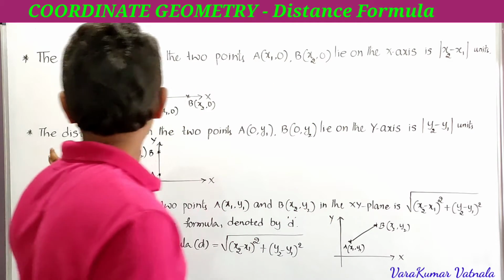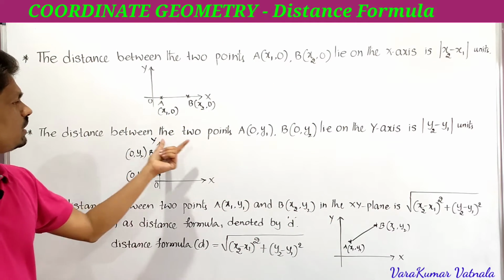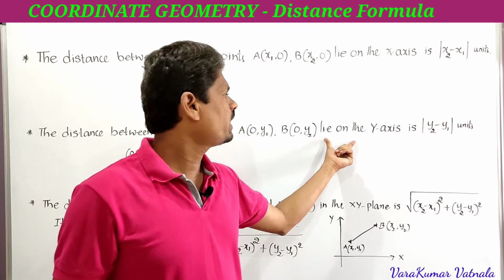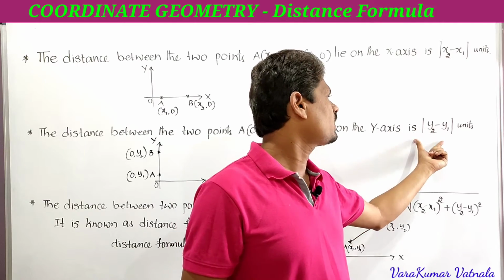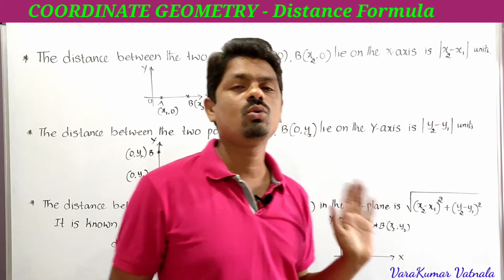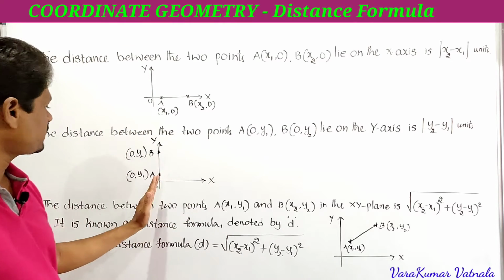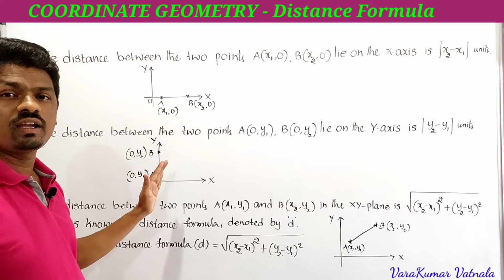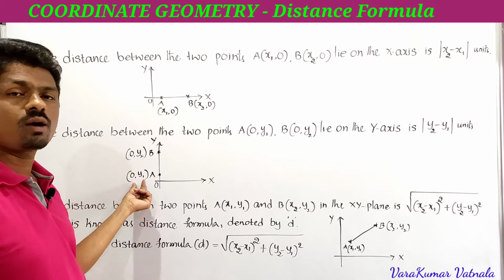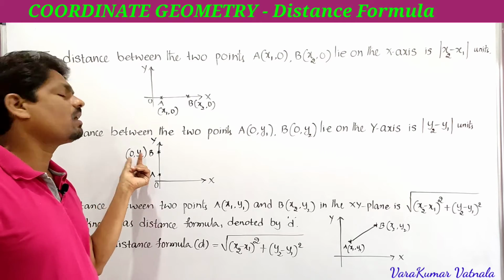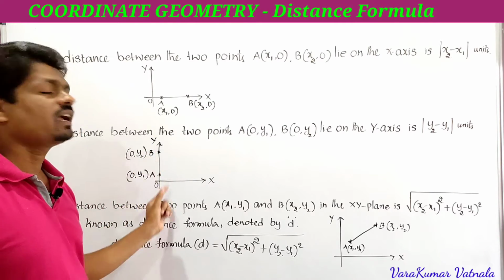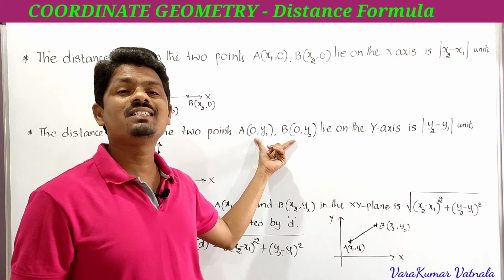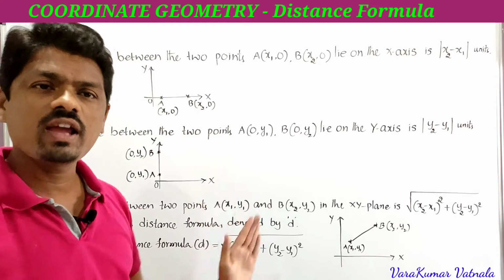So next, the second one: the distance between the 2 points A (0, y1) and B (0, y2) which lie on the y-axis is modulus of y2 minus y1 units. See here, this is the x-axis and this is the y-axis. 2 points A and B lie on the y-axis. The coordinates of A are 0 comma y1 and the coordinates of B are 0 comma y2. Since they lie on the y-axis, the x coordinate is 0 here. If the x coordinate is 0, we can say that the points lie on the y-axis.